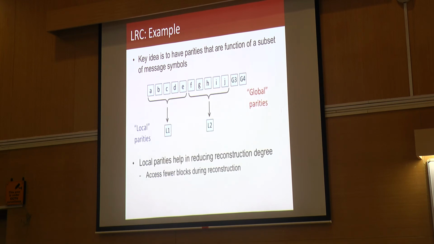Okay? So basically local parities help in reducing the reconstruction degree. That is, you can reconstruct by accessing fewer data blocks. Right? And then global parities serve the same role as before. Basically, they come into play during catastrophic failures, in the sense that if more than one block is missing, then the local parities cannot help. Right? So let's say within these local blocks, if 2 are missing, then it won't help because we have only a single parity within that local part. So that is when the global parity will be used.